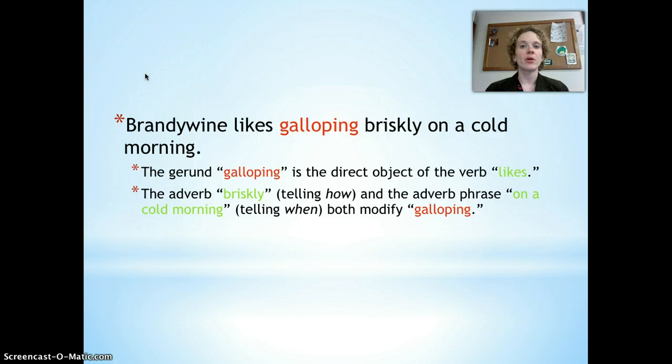One final example of adverbs modifying gerunds. Brandywine likes galloping briskly on a cold morning. The gerund in this sentence is galloping. It's the direct object of the verb likes. So let's look at the modifiers. The adverb briskly, which tells how, and the adverb phrase on a cold morning, telling when, both modify galloping.